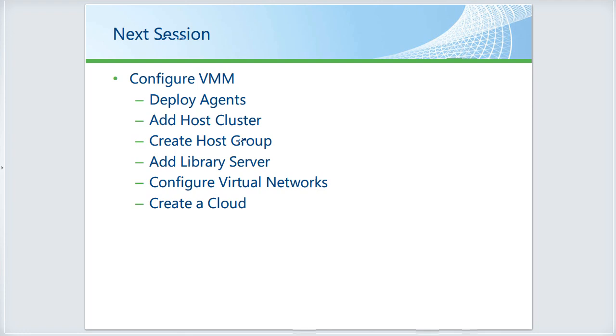Now the next steps: in the next session, we'll configure Virtual Machine Manager. We'll deploy out agents to the virtual machine host cluster nodes. We will add that host cluster into Virtual Machine Manager. We'll create a host group. We'll add the library server. We'll configure some virtual networks, and we'll create a cloud. So this will be putting in place all of the fabric management pieces inside of the Virtual Machine Manager console, so that we can then use that to deploy out virtual machines and manage them. So that's the next session.